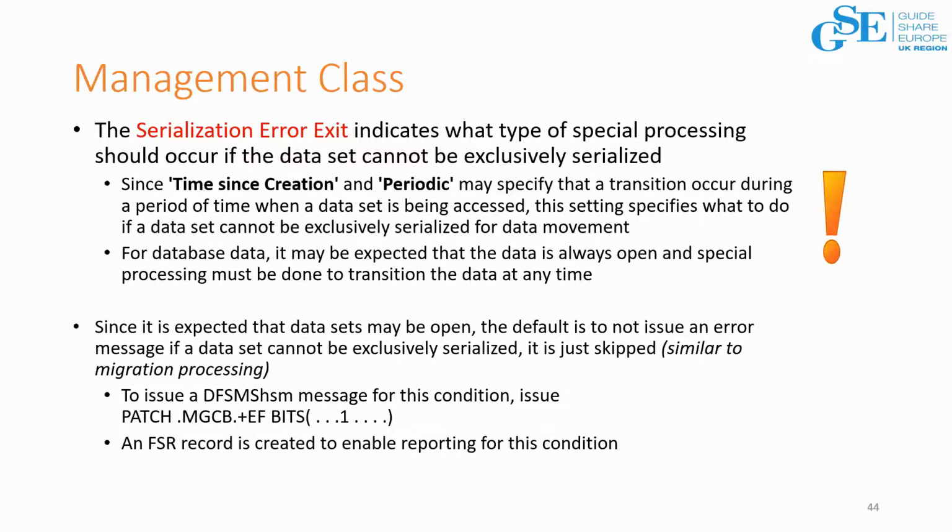So an example is database data. It's expected that in this case, for database data, the data set is always open. So special processing is going to need to be done to transition that data set that's open. The default setting is to skip the data set if it cannot be serialized and not issue an error message. To issue a message, you can issue the patch here on the slide. Also, an FSR record will be cut for this condition to enable reporting for this scenario.